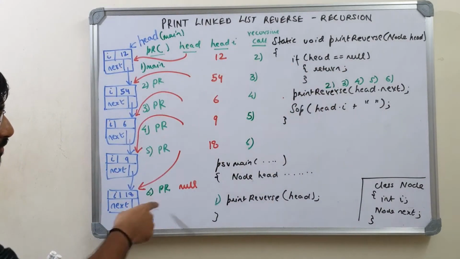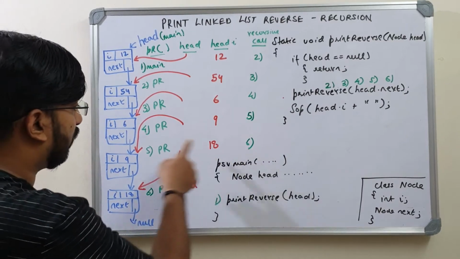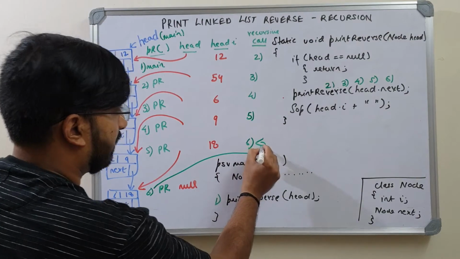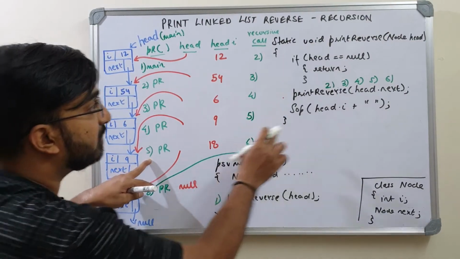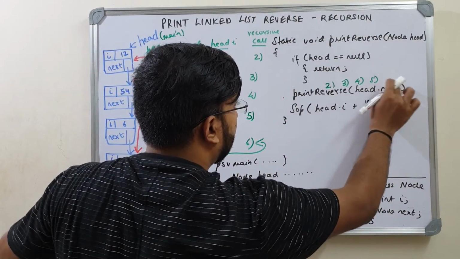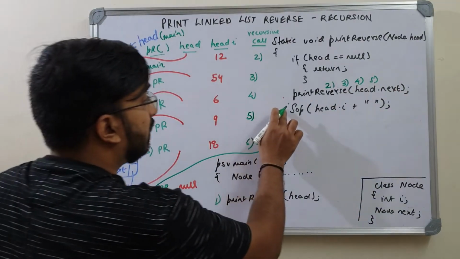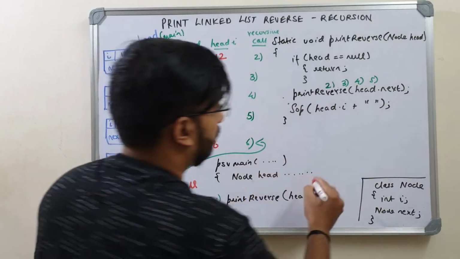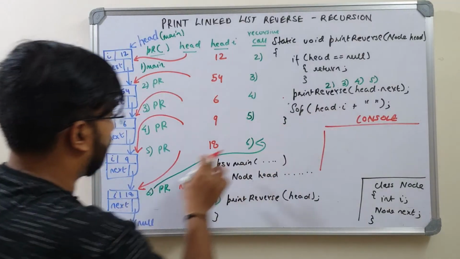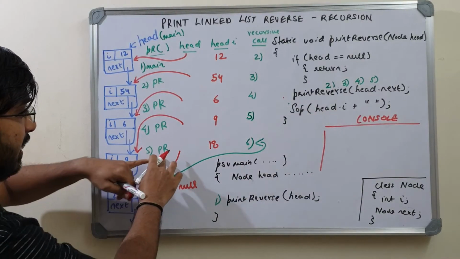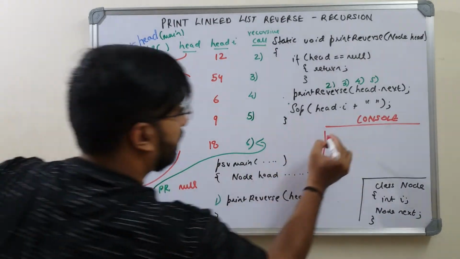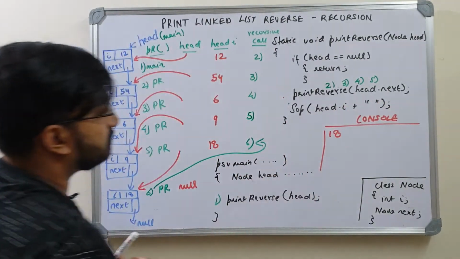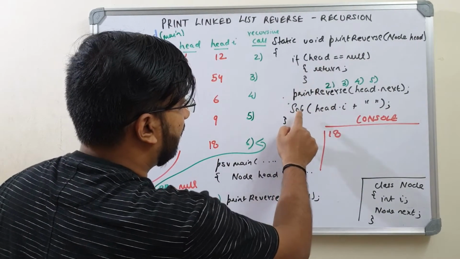So you go back from where sixth was called. So sixth was called from fifth. So you go back here. The call from the sixth returns, you are at the fifth call. So you are here now. You print head.i. So suppose this was your console. You print head.i. You are currently here in this call. Head is pointing to this location. You print 18. And you print a space as well. And then you return, because the method ends.